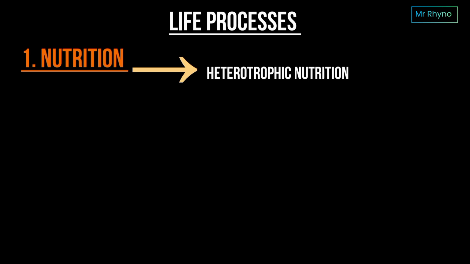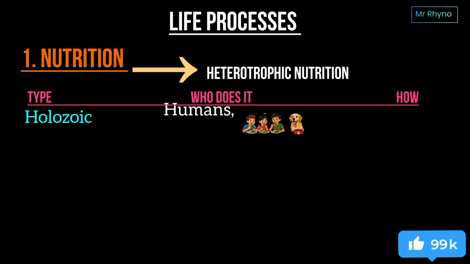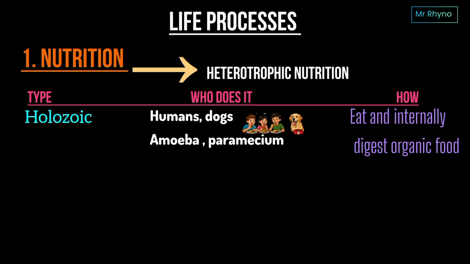Now, heterotrophic nutrition has three subtypes. Memorize this carefully. CBSE loves asking about them. So we shall have the type, who does it, and how. The first type is holozoic. This is done by humans, dogs, amoeba, and paramecium. Now, how does this happen? Here, organisms eat and internally digest organic food.